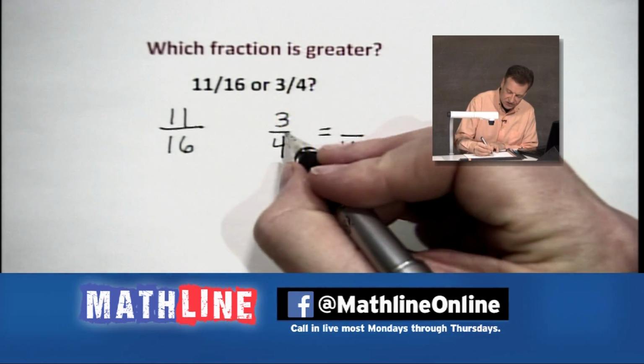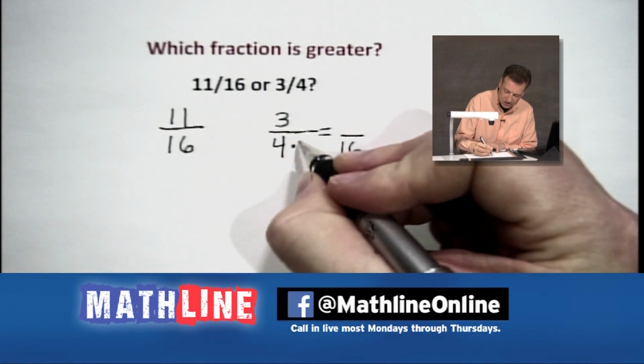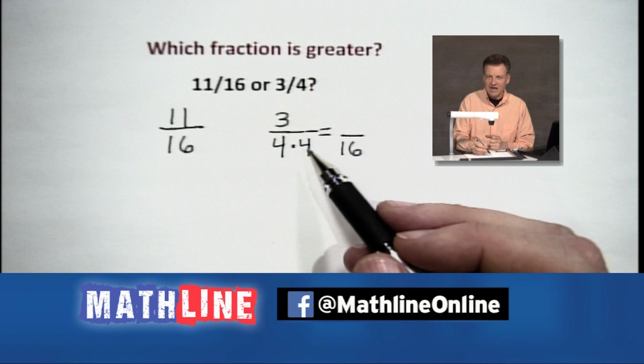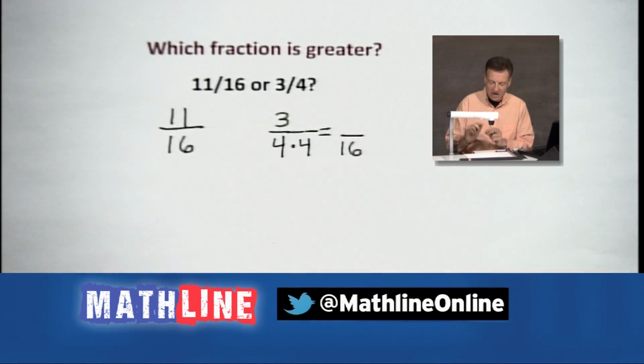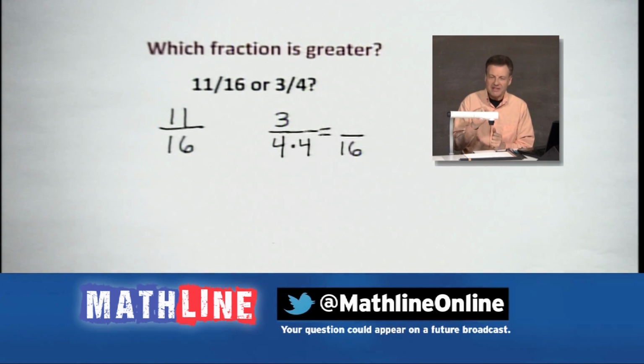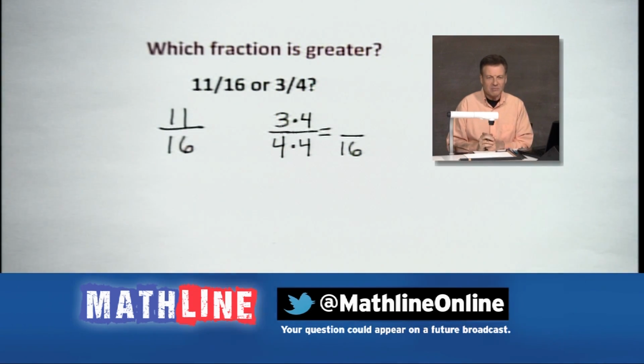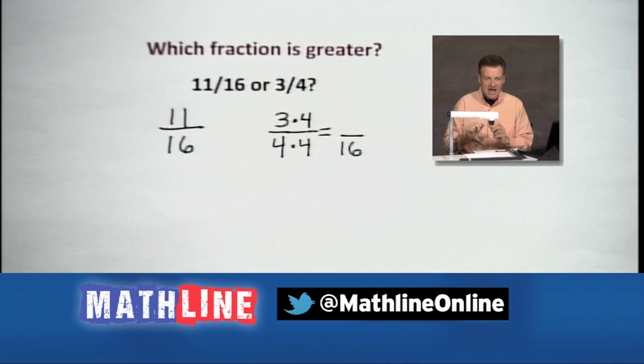So, to get to this 16 right here, we multiplied by 4. And remember what I said, when we change a fraction, we can't just change the denominator. We've got to change the numerator also. We've got to multiply that 3 by the same amount. And that's what we're going to do. We're going to multiply it by 4. Right there we go. Everybody with me? Got it out there?